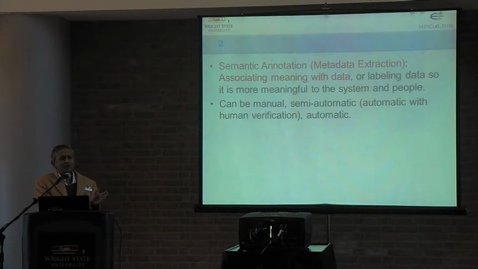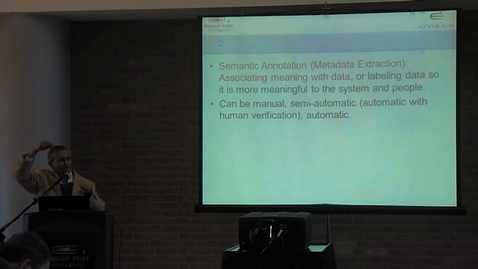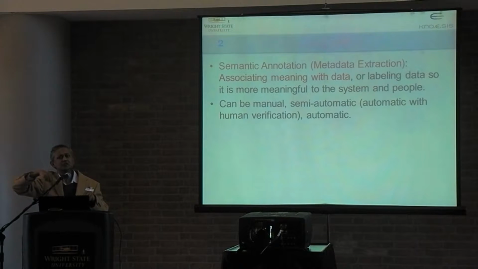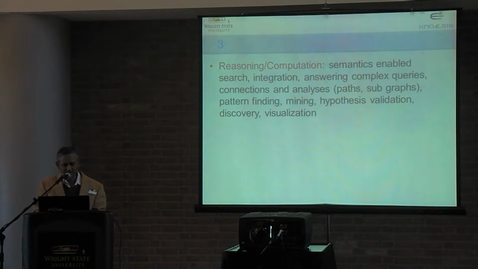So remember the example of the mass spectroscopy data that I talked about? Well, there is a model of the mass spectroscopy related discipline and the biological discipline. As the data is created automatically, all the data gets tagged. So the data gets meaning associated with it, so the subsequent tools understand what that means. So it can be done manually, semi-automatically, or automatically. And the third is reasoning and computation and all the variety of use of that data, all the variety of use of the semantic data.